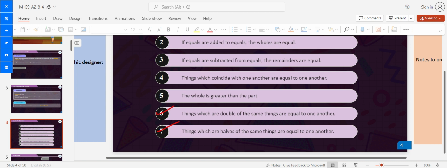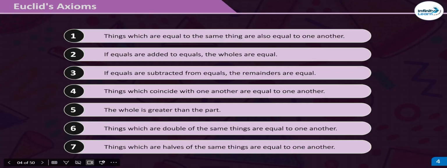How many axioms are there? Total 7 axioms are there. Yes, you have to learn these axioms. You have to learn all the axioms. Clear? Anybody is having any doubt? So एक बार फिर से देख लो. What are the axioms? These are the 7 axioms. It is clear to each and everyone what are axioms.